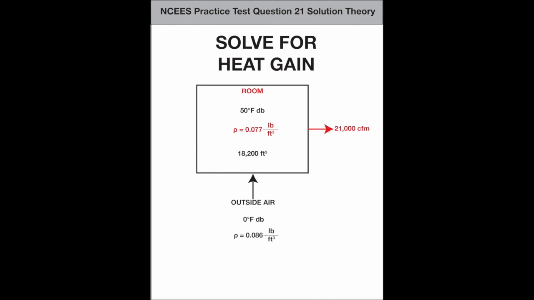This 21,000 CFM is the room air at a density of 0.077 flowing out. So this mass flow is 1,617. That must be the mass flow of what's flowing in. Using simple critical thought, just divide that 1,617 mass flow by the 0.086 density of the air flowing in, and get 18,802.3. 2 CFMs for one airstream.